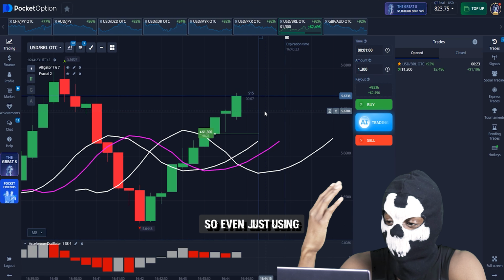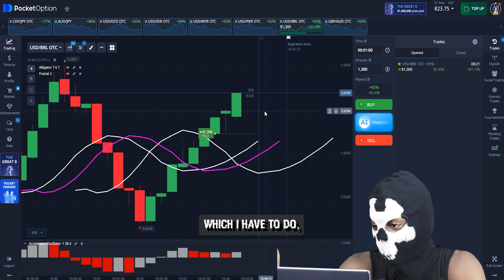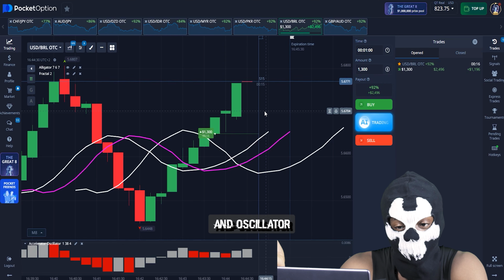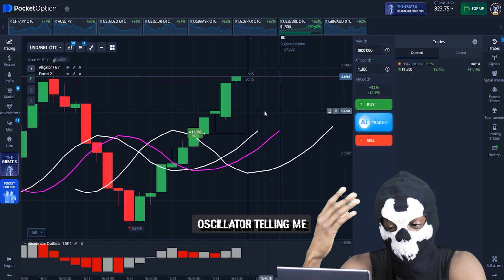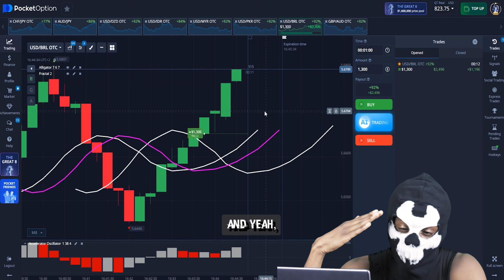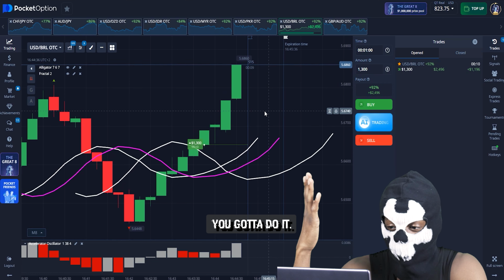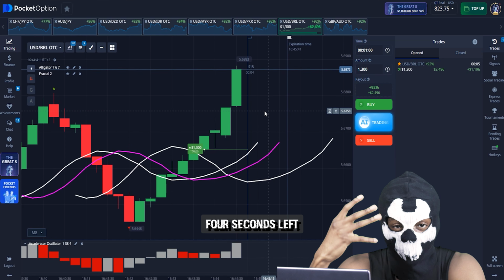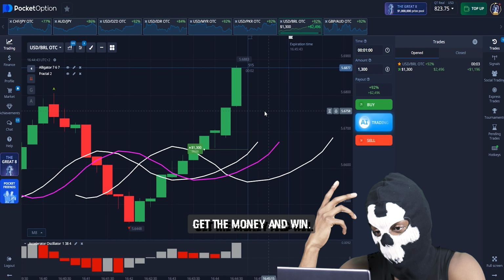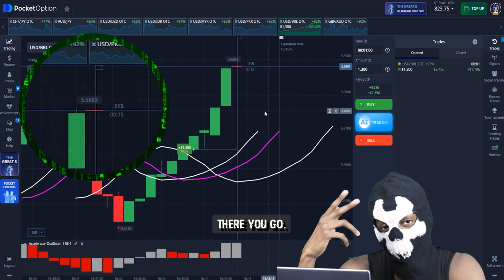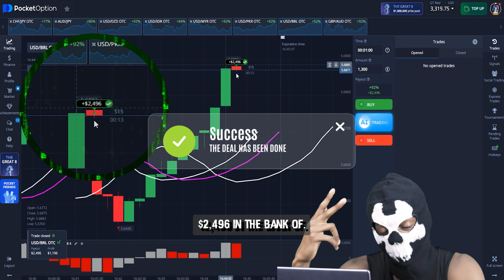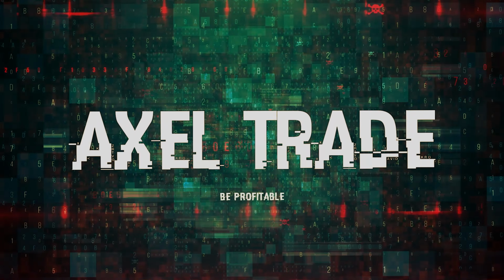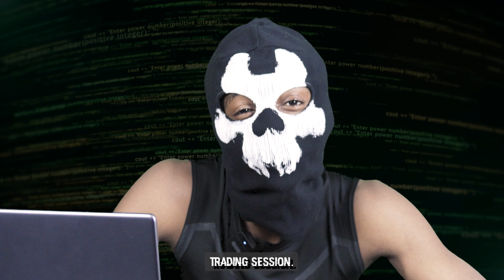So even just using all the indicators which I have today, Alligator, Fractal 2, and Accelerator Oscillator, they're all telling me up. And yeah, we're just going up, guys. That's how we gotta do it. And you can see we ain't wrong. We have 4 seconds left until we get the money and win. There you go, $2,496 in the bank. Good. That was a good trading session.